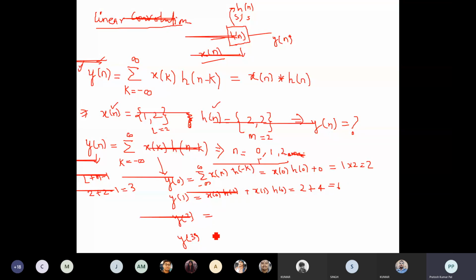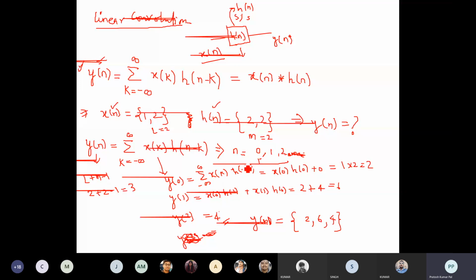Similarly we will get the other terms. Only y of 2 will be there, because n is varying from 0 to 2. After calculation, for n equals 2, we will get this value equals 4. So finally y of n will be equal to 2, 6 and 4.